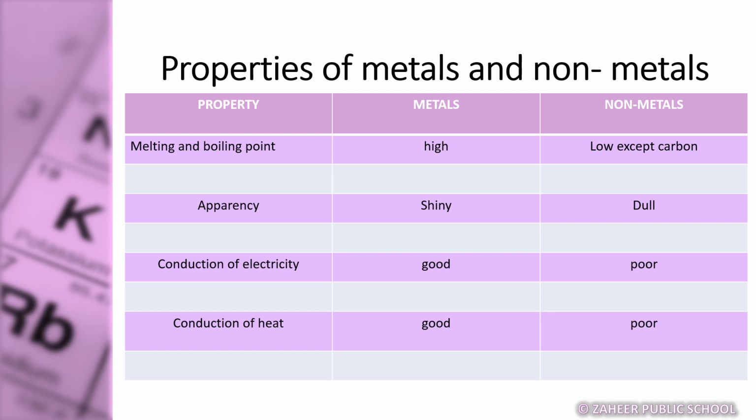a form of carbon. The conduction of heat is good in metals, whereas most non-metals are poor conductors except for diamond, and diamond is also a form of carbon. And other properties of metals are that they are strong and bendy, whereas non-metals are brittle.